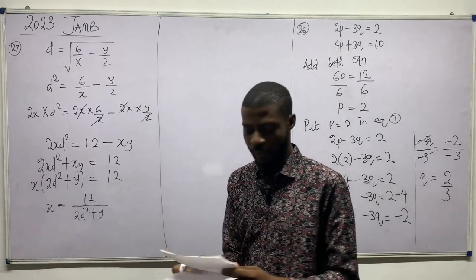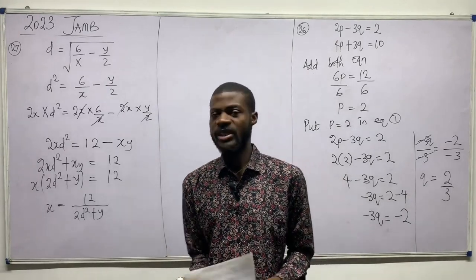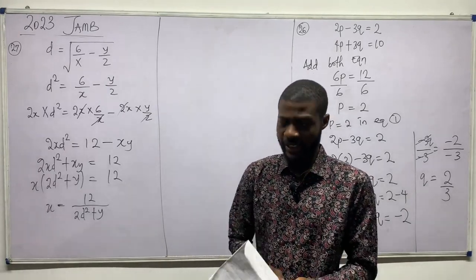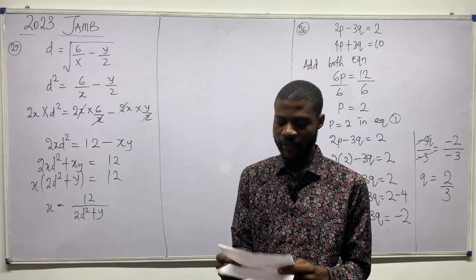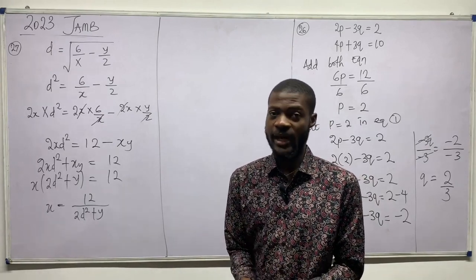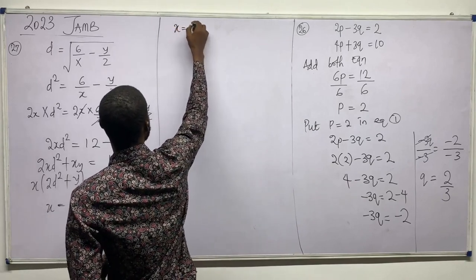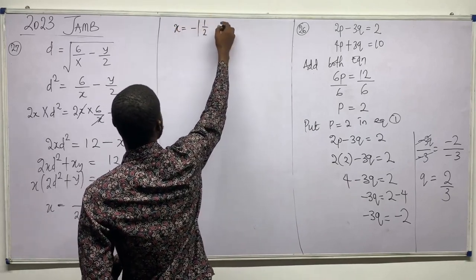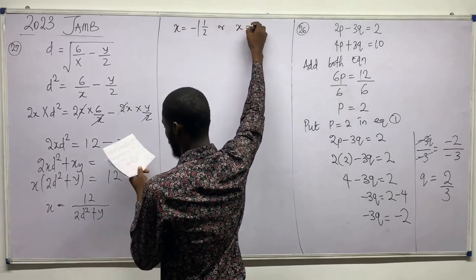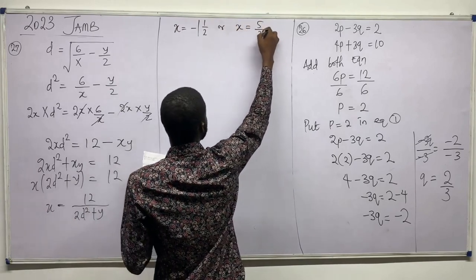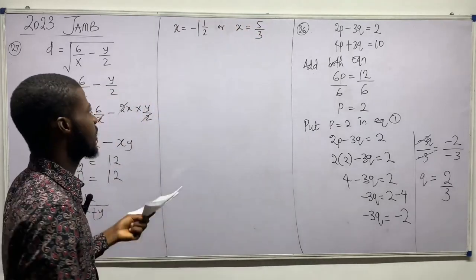Now, there are different ways of solving that very question. But see the method I would prefer to use. I like using the method. Now, if they say the roots are that very number, it means x is equal to minus 1 over 2, or x is equal to 5 over 3. So I think I kind of like this method.